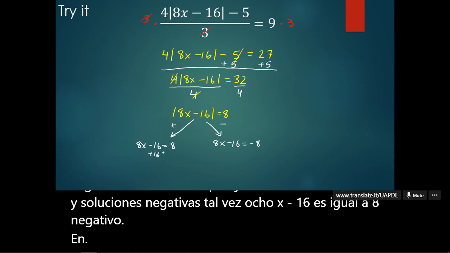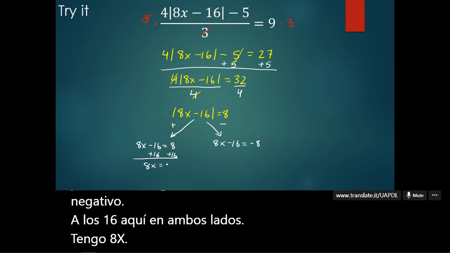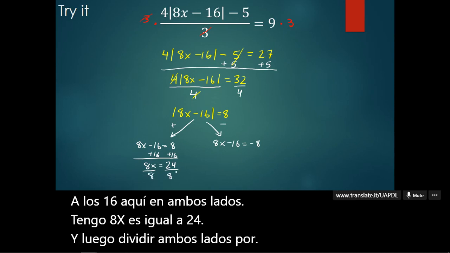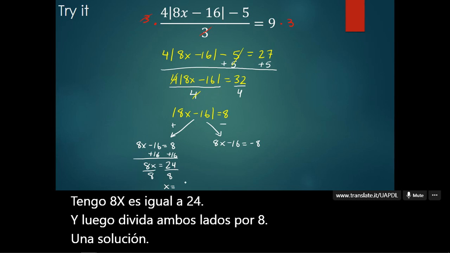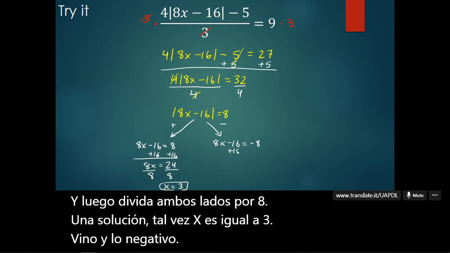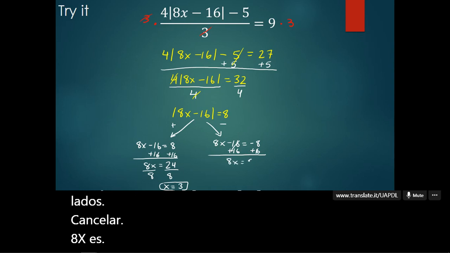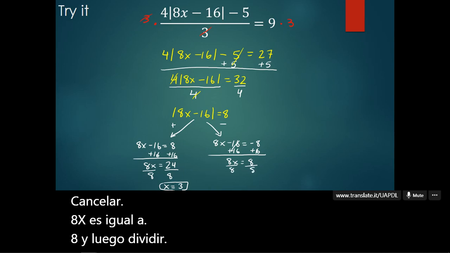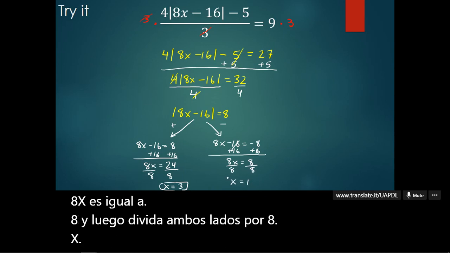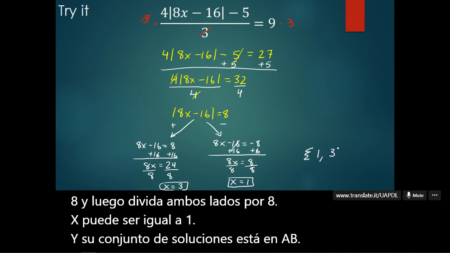Add 16 here on both sides. I have 8x is equal to 24. And then divide both sides by 8. One solution is going to be x is equal to 3. Okay, and the negative solution, we'll add 16 to both sides. Cancel. 8x is equal to 8, and then divide both sides by 8. x can be equal to 1. And your solution set is going to be 1, 3.